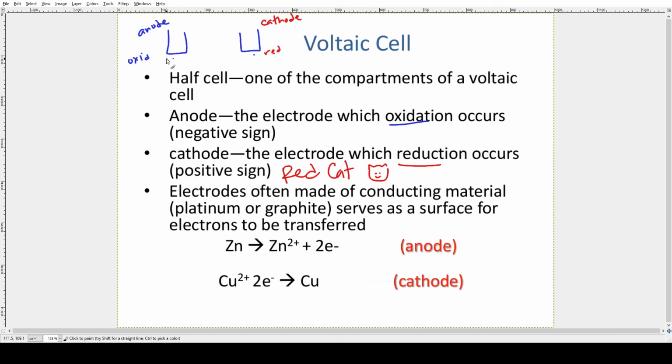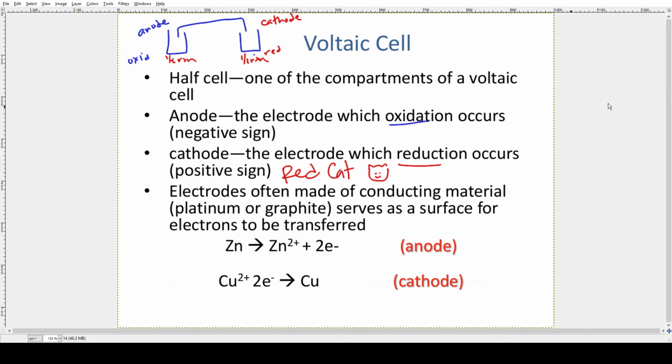So what you do is you'd write the half reactions down here. Half reaction. All right, and then electrodes are often made of a conducting material like platinum or graphite, and they serve as the surface for electrons to be transferred on. So that's that little wire that comes through here.